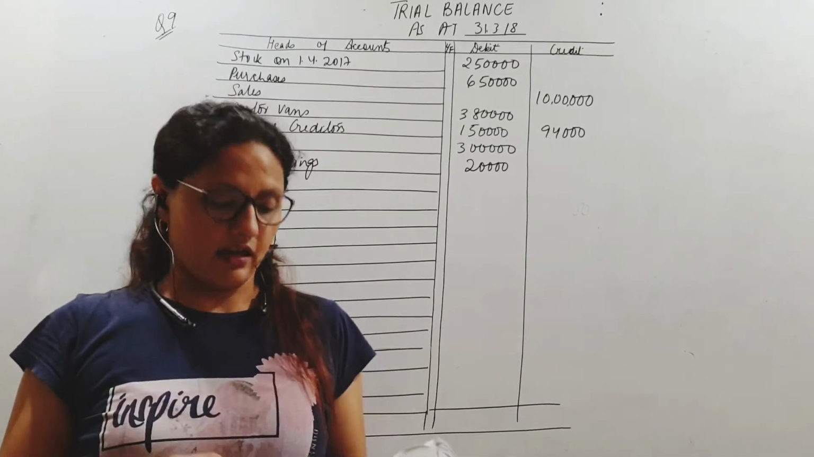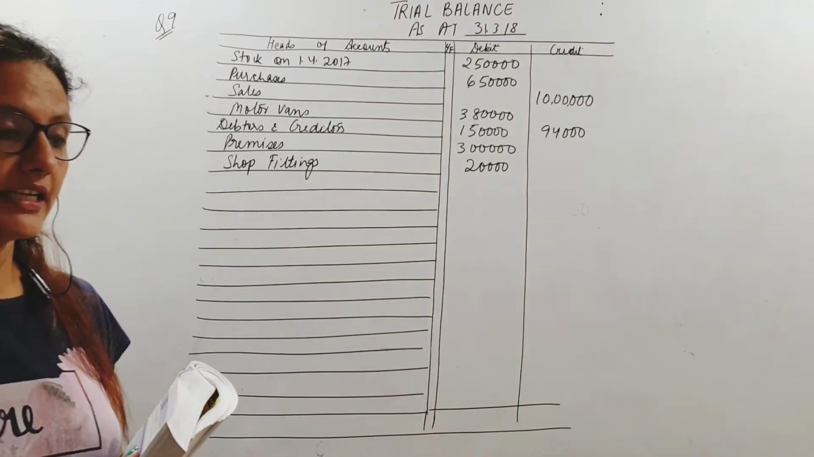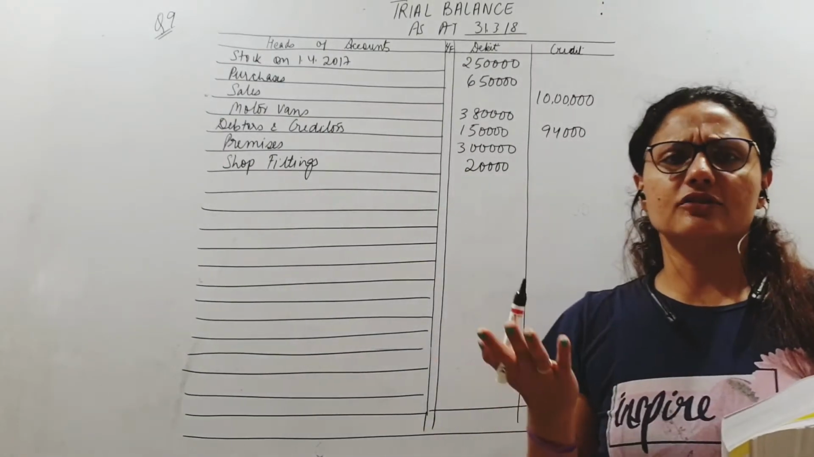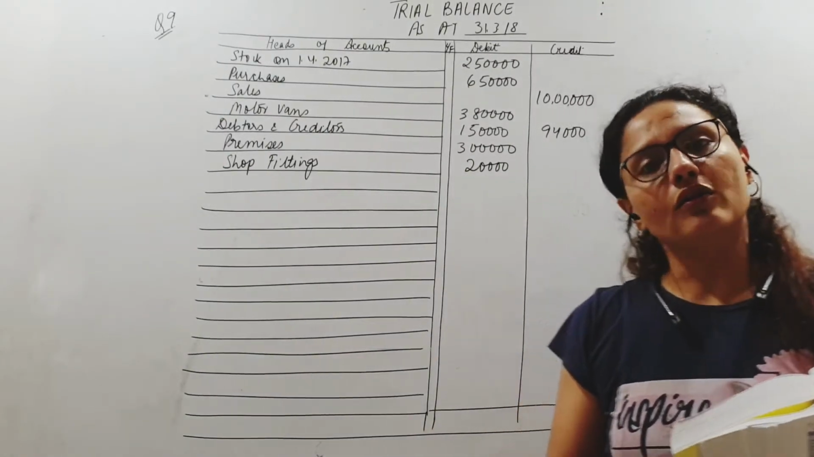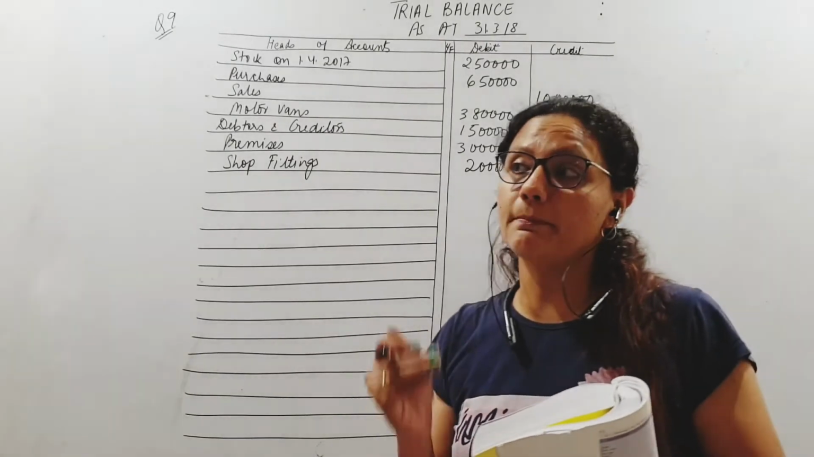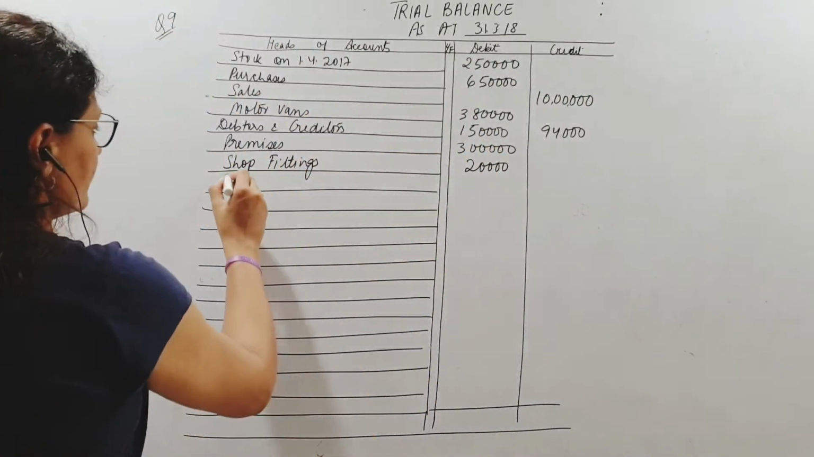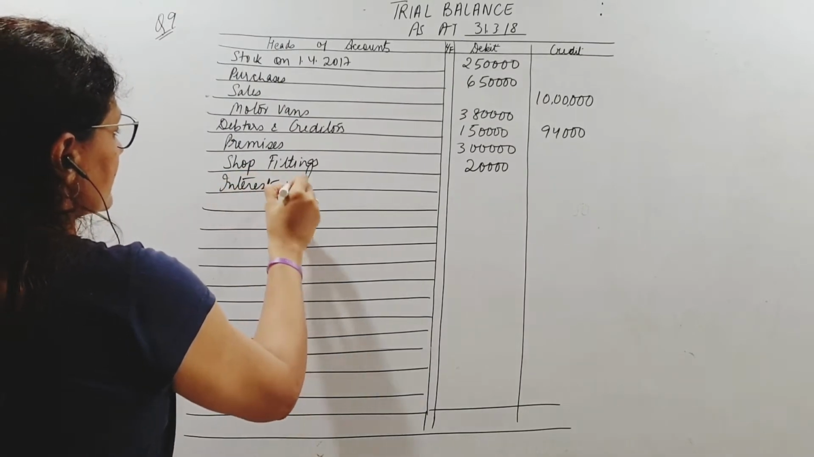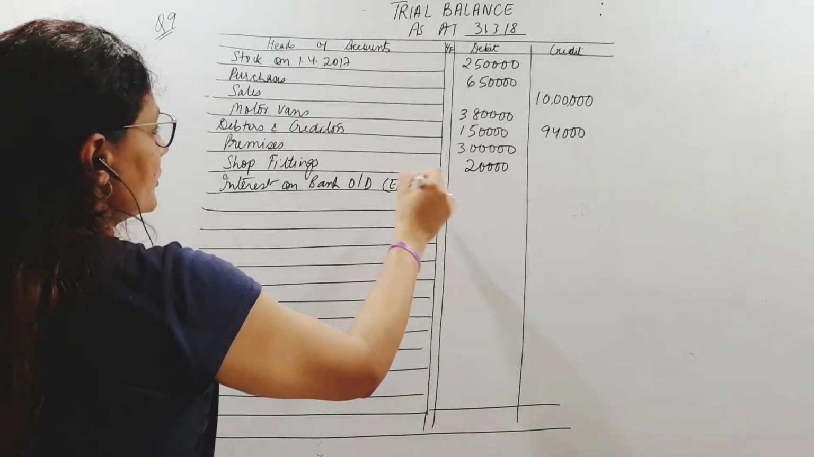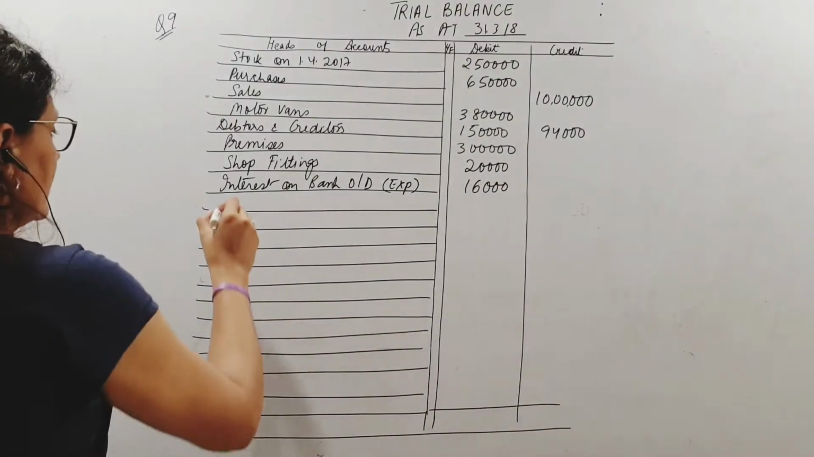Interest on bank overdraft. It is given on the credit side. Overdraft we have already come across in the cash book. Overdraft is like a short-term borrowing for the business. Obviously, the business will not earn interest on that. It will have to pay interest on that, just like you pay interest on a loan taken. Therefore, it's an expense for us. So 16,000 should be in the debit column and not in the credit column.